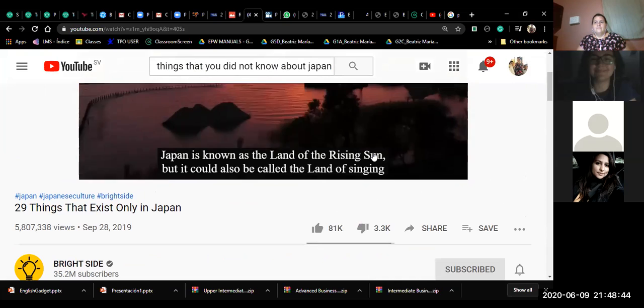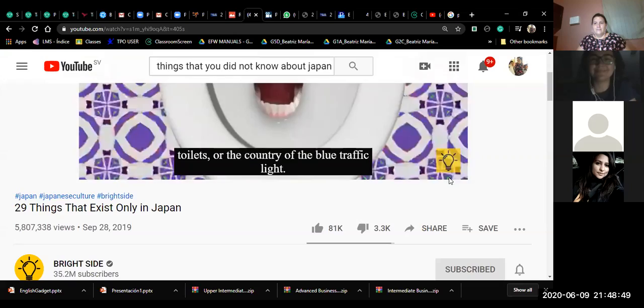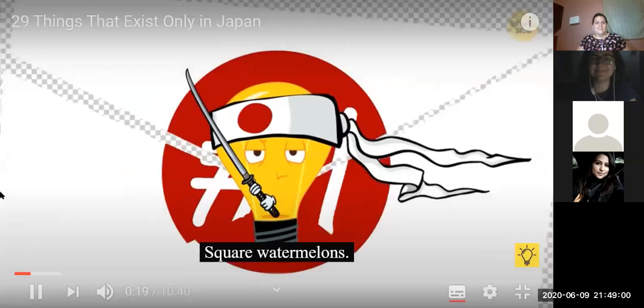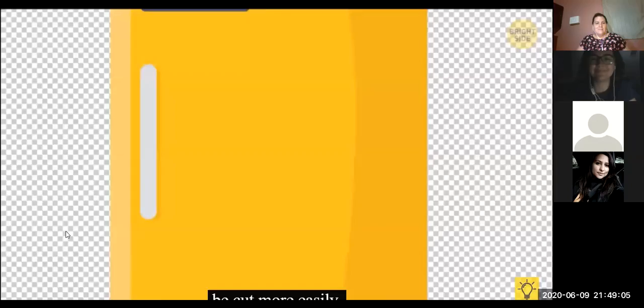Japan is known as the land of the rising sun. But it could also be known as the land of singing toilets or the country of the blue traffic light. There are so many things that make it a whole other world. Get ready to explore. Number one, square watermelons. They were invented back in the 70s by a graphic designer to fit compactly in the fridge and be cut more easily. Japanese farmers grow them in special containers to get the shape.